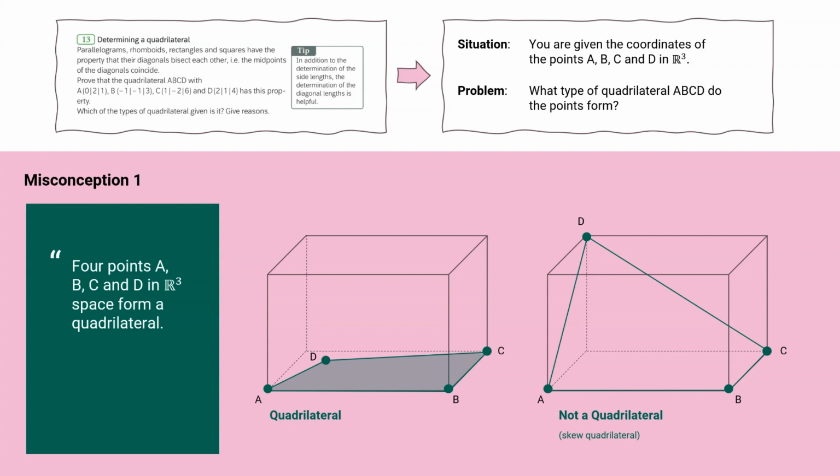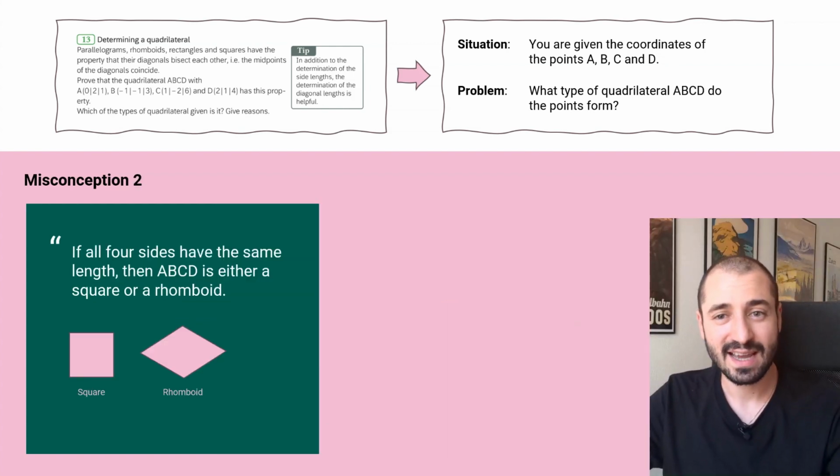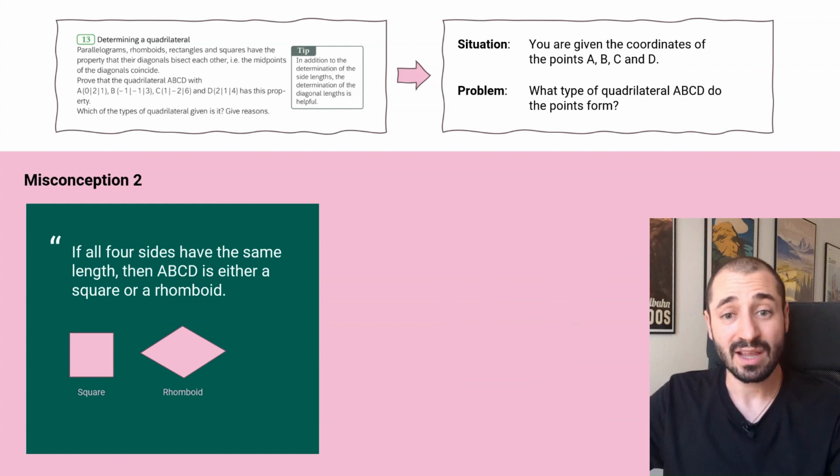The second misconception is very closely related to this first one, and it is that if 4 sides have the same length, then A, B, C, D is either a square or a rhomboid. Now, it's true that in a square or a rhomboid, all 4 sides have the same length. But in three-dimensional space, there are different shapes that also have 4 sides with the same length.